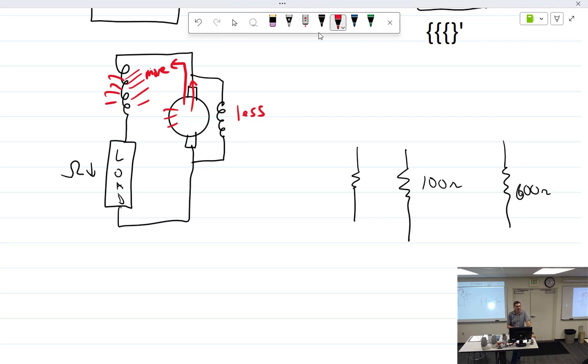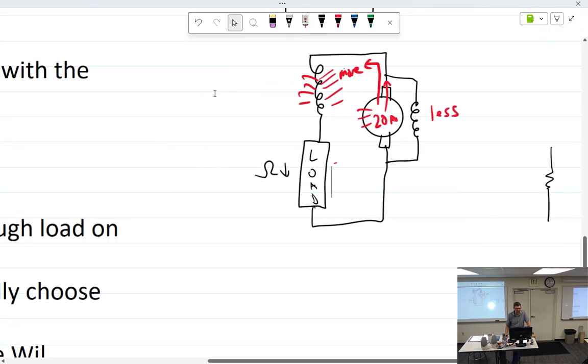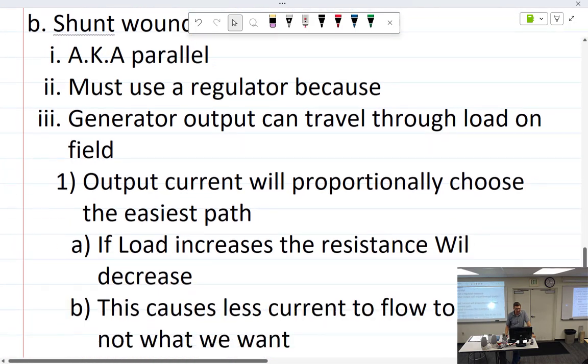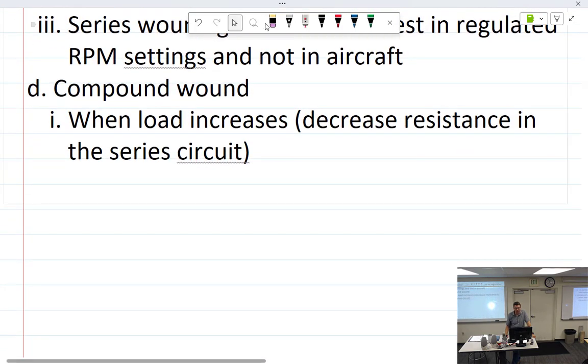Unless the generator was already maxed out. Let's say it was already maxed out at 20 amps, which is very low. And then we added a whole other load and resistance goes down. Well, it would take it from the parallel side and go over to the series side and keep it at 20. But that's just a whole other thing. I probably just lost almost everybody.